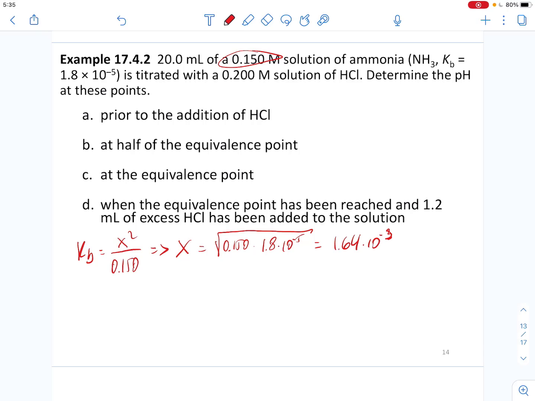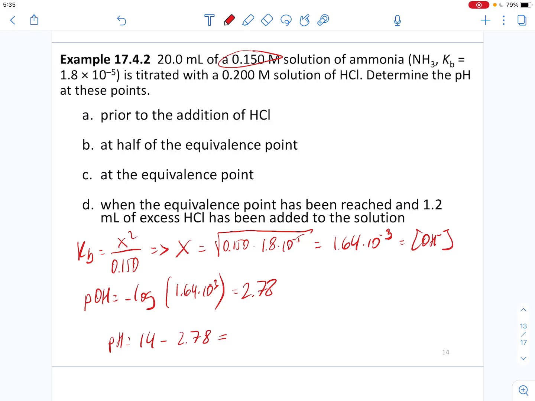1.64 times 10 to the negative 3. Now, you have to remember, this is the concentration of OH minus, because you are working with a base. Okay? So the pOH is the minus log of 1.64 times 10 to the negative 3, and this is equal to 2.78. Now you can calculate pH. pH is 14 minus 2.78 equals 11.22. So at the beginning, the pH of the solution is 11.22.